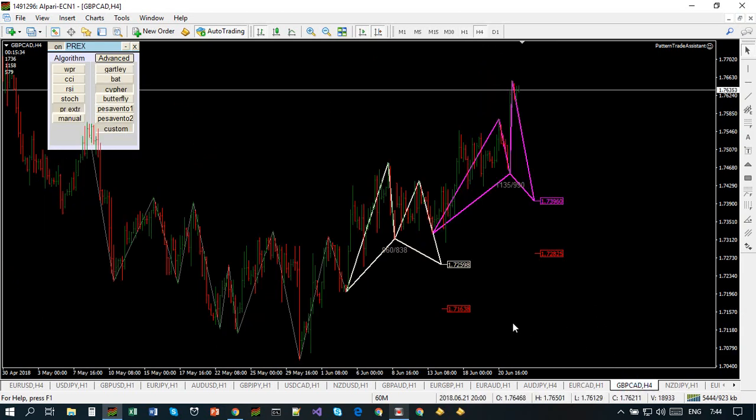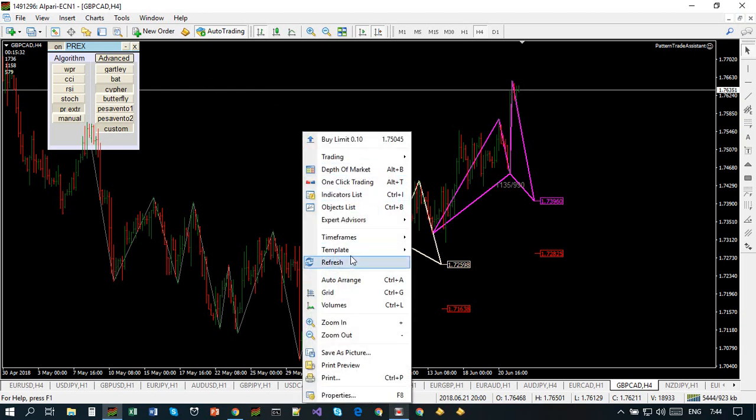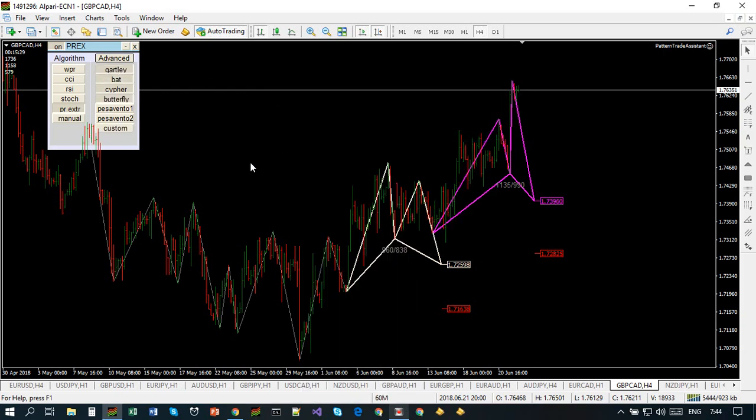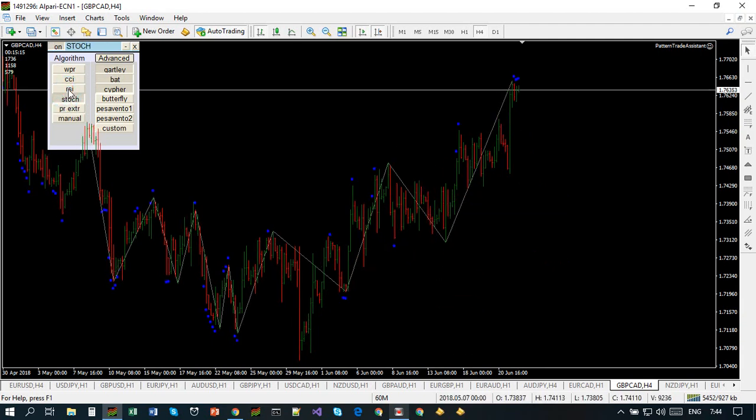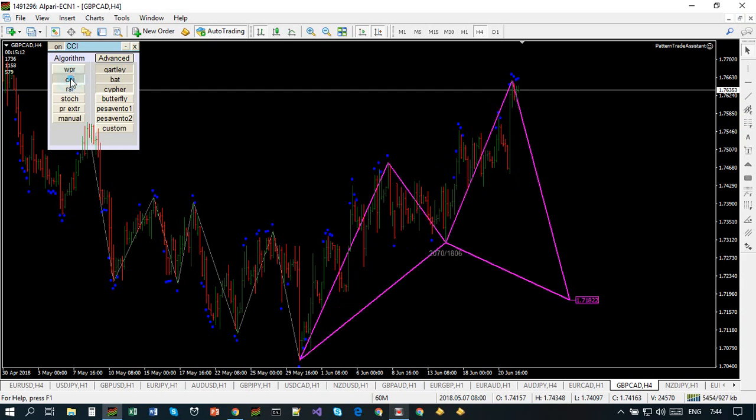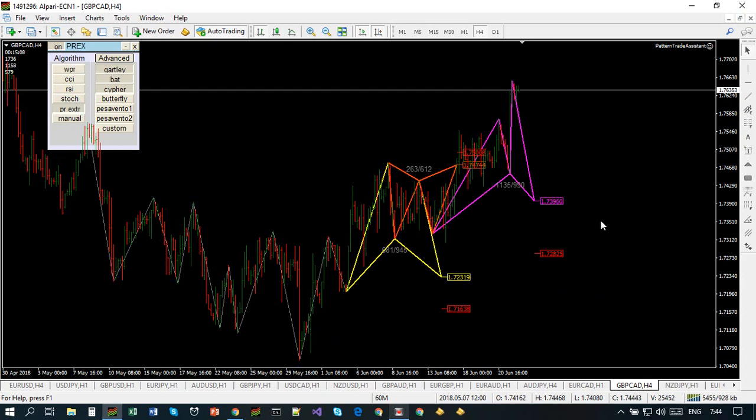Pound Canadian 4-hour. Apply the template, default. Let us go. Gartley, bat, cipher. We have a potential cipher, but it is very far from completion, so I don't know if price will ever go to complete the pattern. And let's use other algorithms. No, no, no, no. Larger cipher. The majority of algorithms say about the larger cipher, and no small cipher is detected.